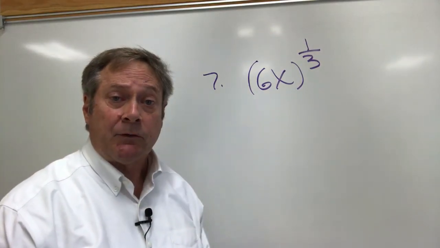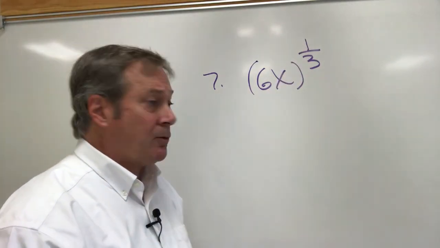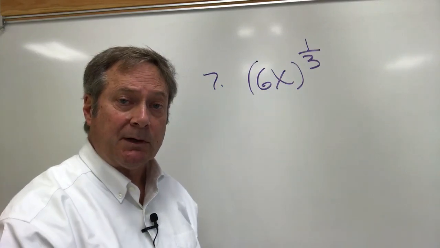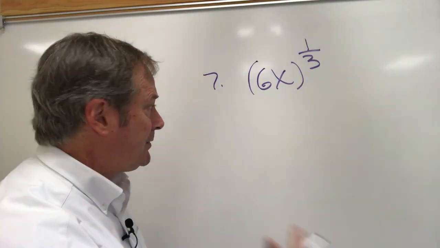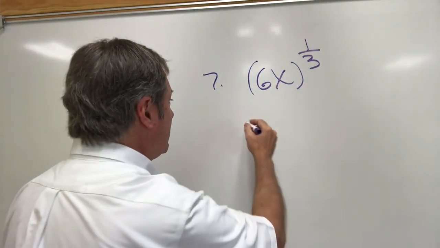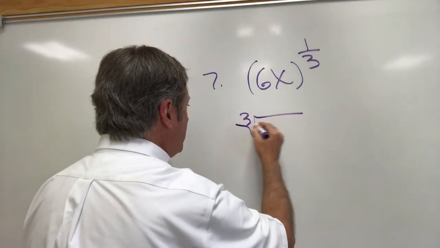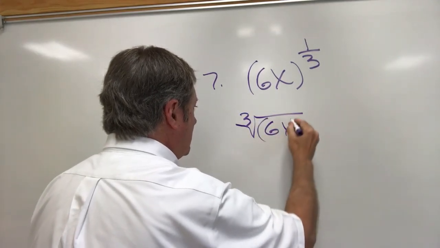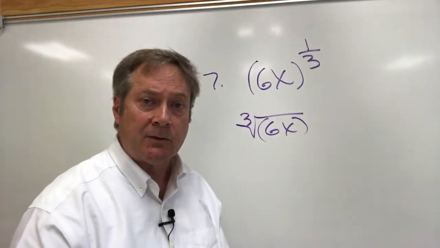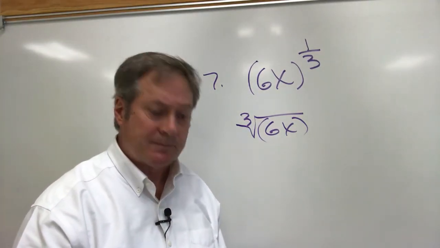Number 7, we've got 6x, all of which is raised to the 1/3 power. So this is going to be simply the cube root of 6x to the 1st power, but we typically do not write the 1. It's just understood to be there.